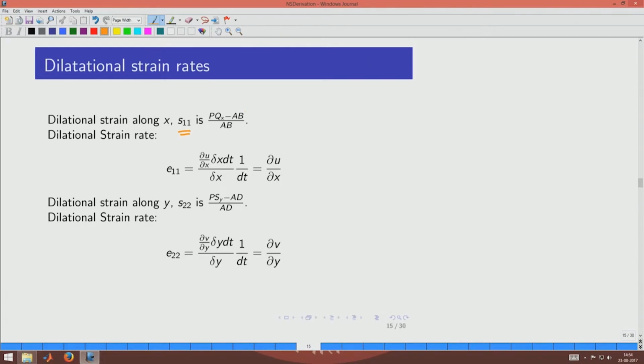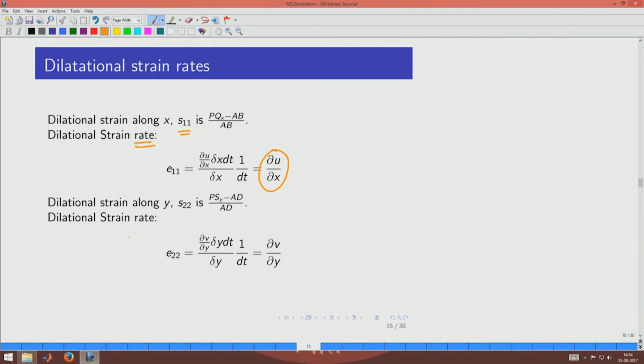Now, we have the values for the locations PQ as well as AB. So, we substitute them. PQ means basically the position Q minus position P. So, we do that, and when we do that, we get this very simple expression that the dilation is given in this manner. This is the rate of dilation, because 1 by dt is already there. So, you could see that the velocity gradient in the x direction is giving the dilational rate in that direction, which is already familiar to us.